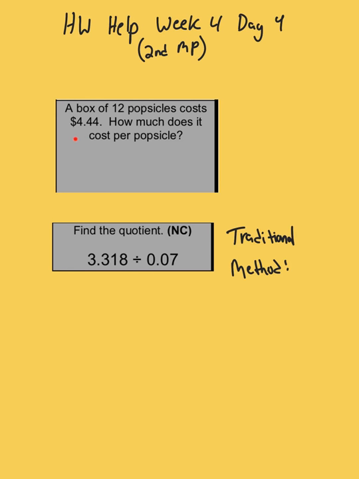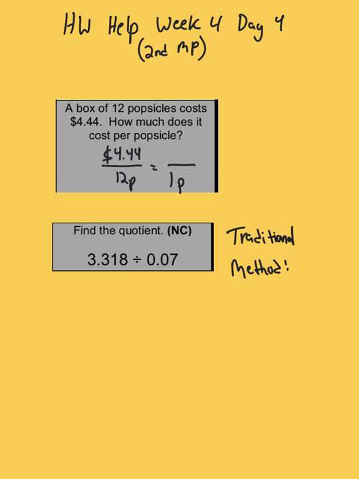First problem I'm going to help you with says a box of 12 popsicles costs $4.44. How much does it cost per popsicle? So I'm going to start by writing this as a fraction. Remember, money first. So $4.44 for 12 popsicles. And we want to find what it costs per popsicle. In other words, the unit price, the cost of one popsicle.